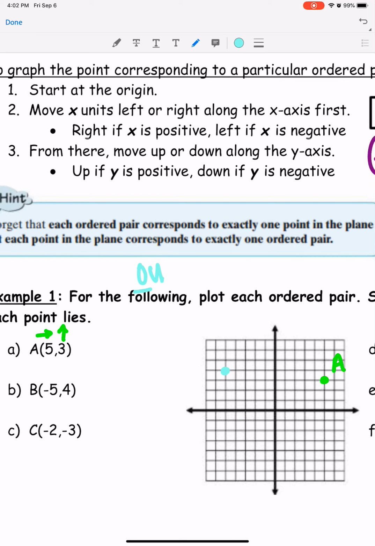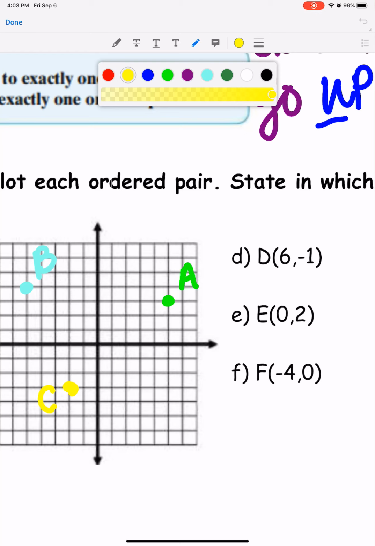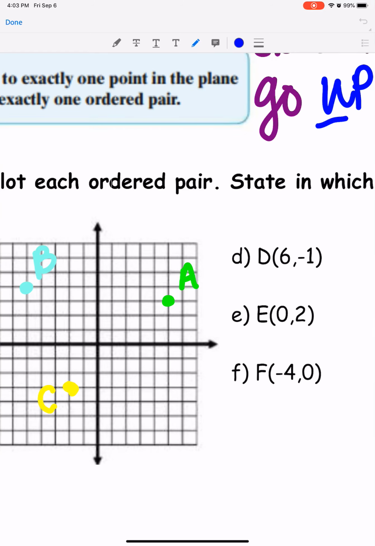Slide this over some. Okay, now we need to, on D, (6, -1). So +6 means I'm going to the right 6, and then -1 means I'm going down 1. So from the origin, 1, 2, 3, 4, 5, 6 to the right, and then from this spot, one more down. So this is point D.